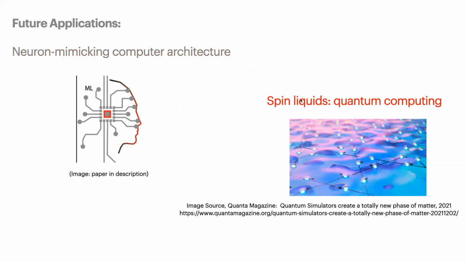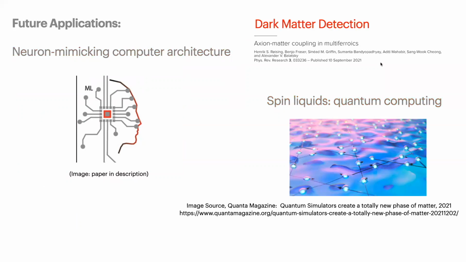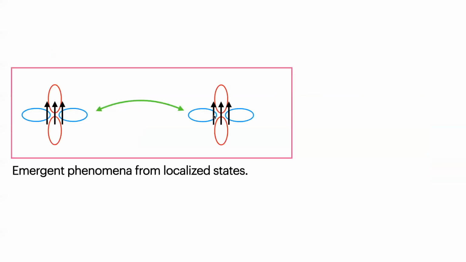Possible phenomena are also spin liquids. A spin liquid hasn't fully been confirmed yet, but a spin liquid would be quite useful for quantum computing, for example. They might also be used for things like dark matter detection or high energy particle detectors, as described in this paper. So again, back to this idea of emergent phenomena from localized states.